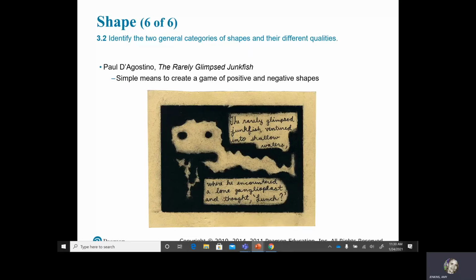Paul D'Agostino, the rarely glimpsed junkfish. Simple means to create a game of positive and negative shapes with his imagery. The positive shapes are the lighter shapes, and the one with the junkfish and maybe the little plant life below, and then the areas where the text are, those are positive shapes versus negative is in the background where it's black.